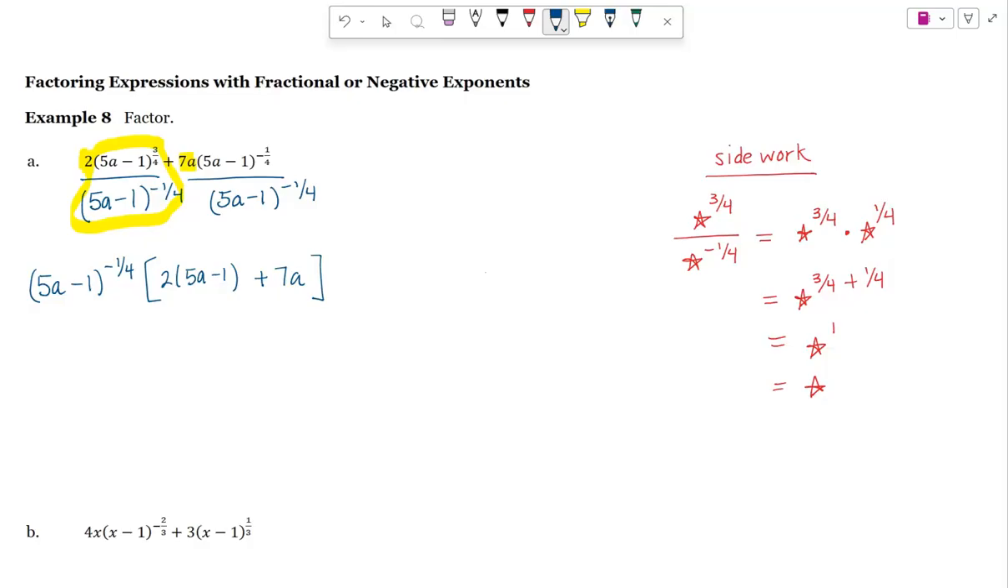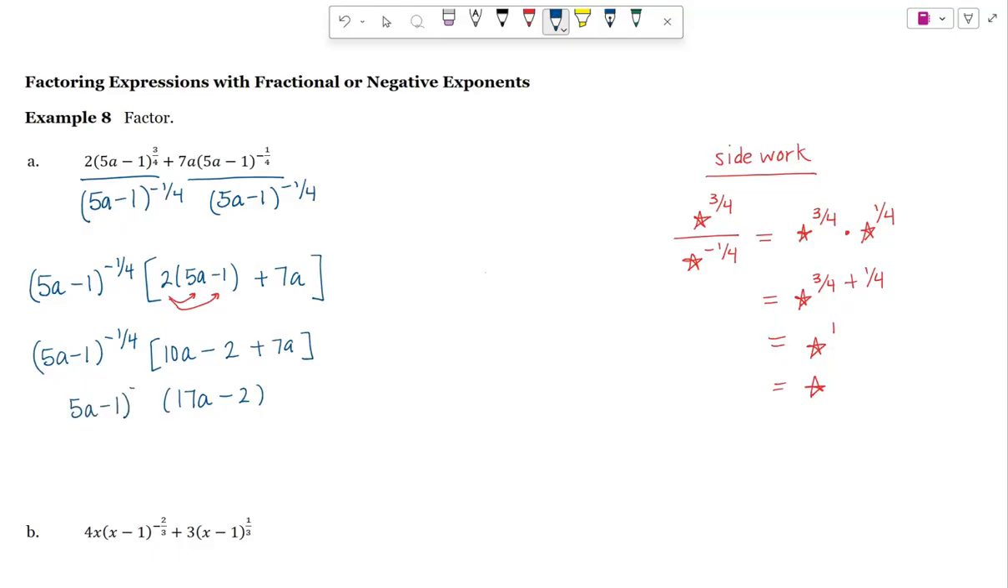Now we've got to do a little simplification. Inside the parentheses here, we've got some distributing of that 2. So this will be 10a minus 2 plus 7a. We'll leave this alone out here on the front for just a minute. And then if we combine like terms inside the brackets, I'll have 10a plus 7a, which is 17a minus 2. And I can leave my final answer like this.